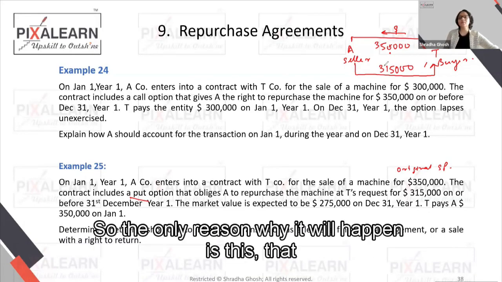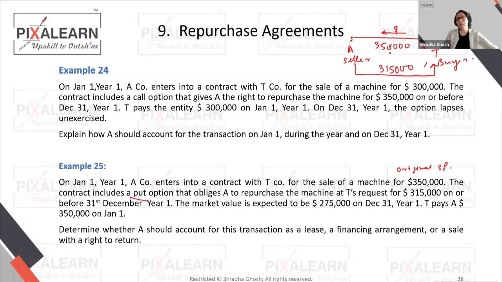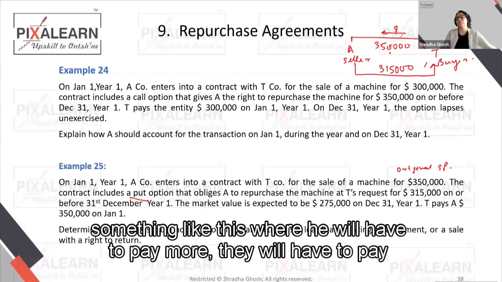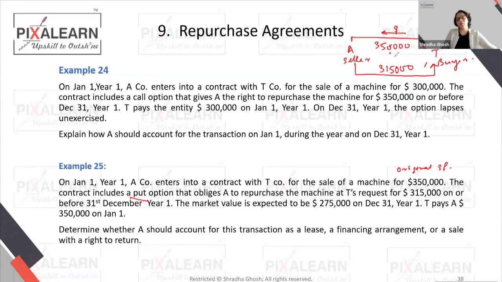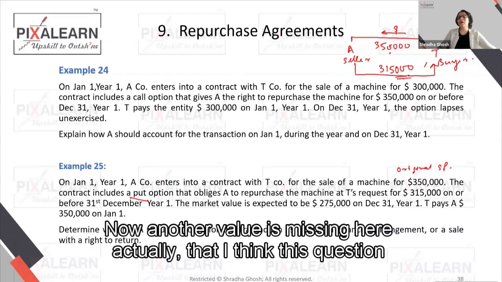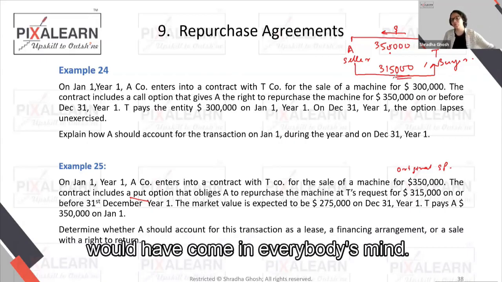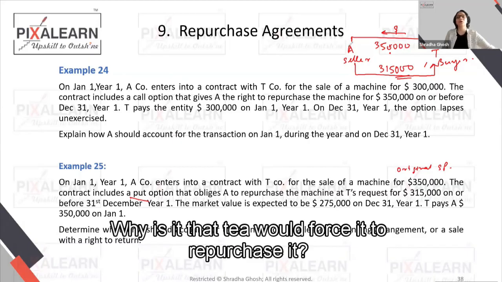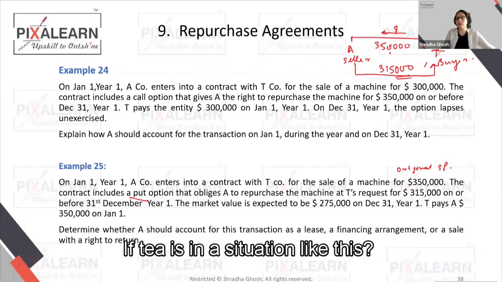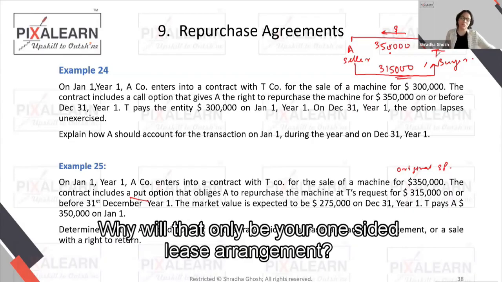So the only reason why it will happen is this, right? So again, this might sound a little strange because you'll say, why will T get into something like this where T will have to pay more? T will have to pay more, but there would be a repurchase provided. Now, another value is missing here, actually, guys. I think this question would have come in everybody's mind. Why is it that T would force A to repurchase it? If T is in a situation like this, why will that only be a one-sided lease arrangement?